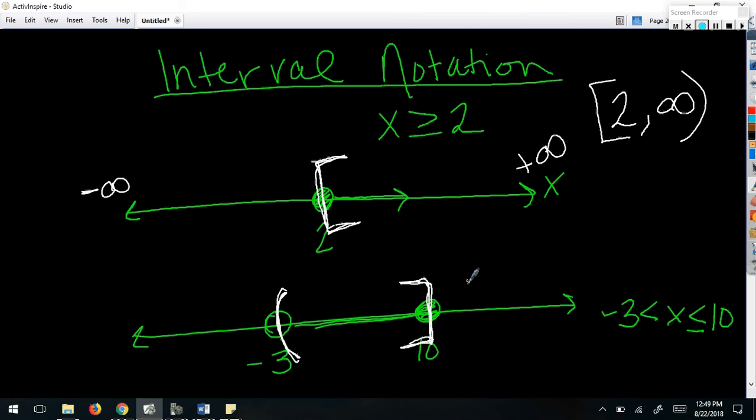So this one would start with a parenthesis at -3 and keep going until I get to what? 10, and it includes 10, so it's a bracket. So this is saying all numbers between -3 and 10, including 10.